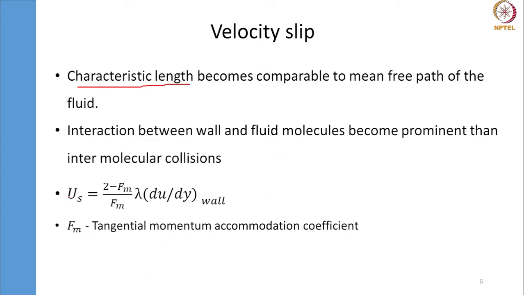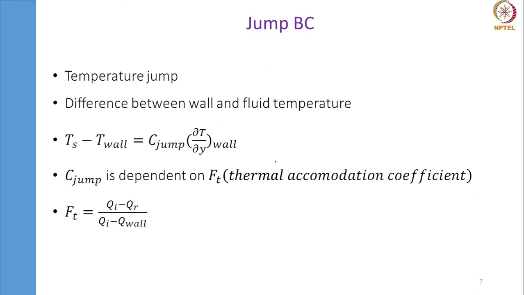So this is the formula for velocity slip, which is given as u_s equal to (2 minus F_m) by F_m, where F_m is the tangential momentum accommodation coefficient, times lambda into du/dy at the wall. So this is the formula by which we are going to quantify the velocity slip. Also, we are going to quantify the jump that happens in this kind of flows.